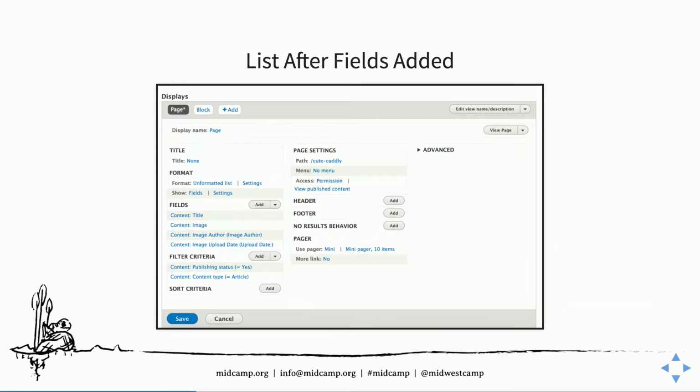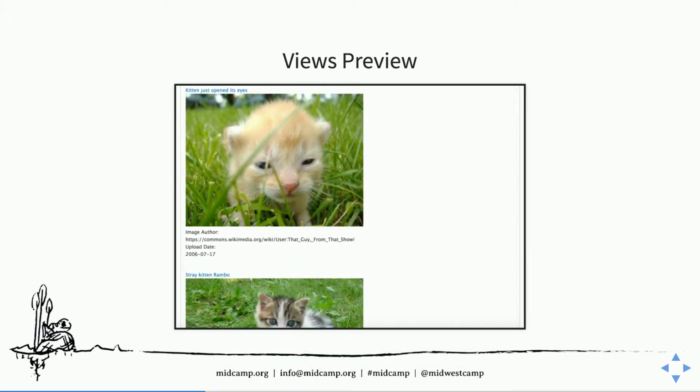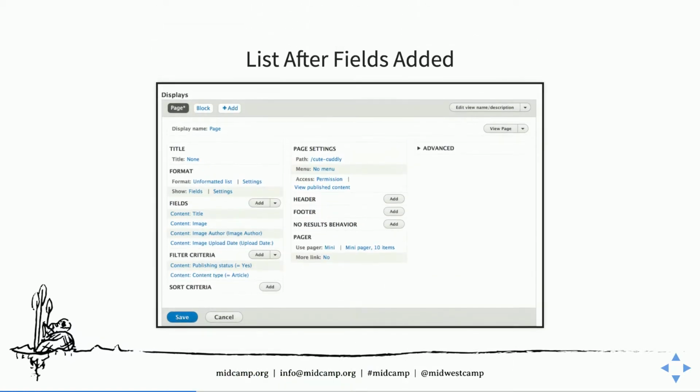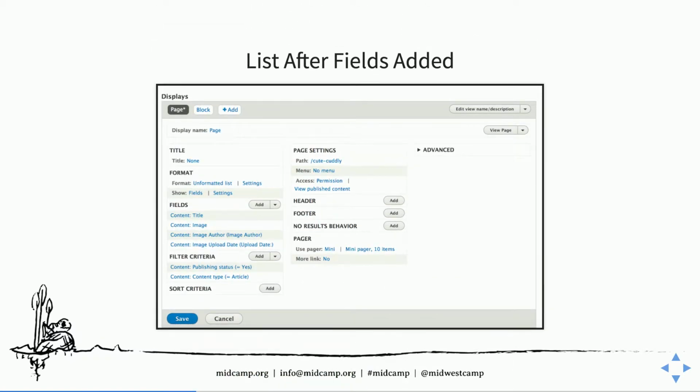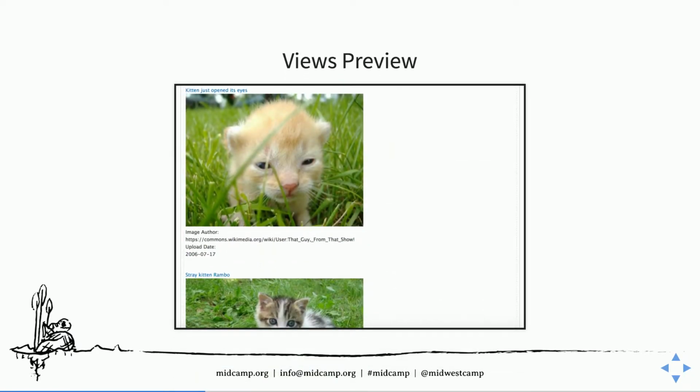So we see that under our fields, our list has grown quite a bit. We originally just had content title. Now we have content image and the image author and the upload date. So those individual fields have been added to the output. This is kind of a preview of how it looks. If you had the previous screen and you scroll down further past the save button, Views by default shows a preview of your results.